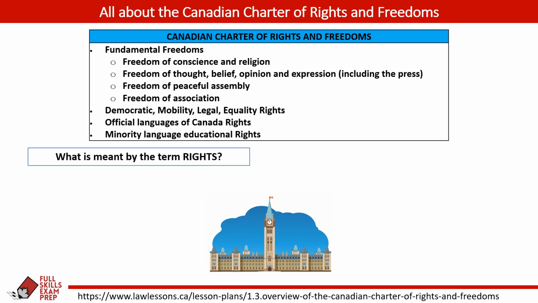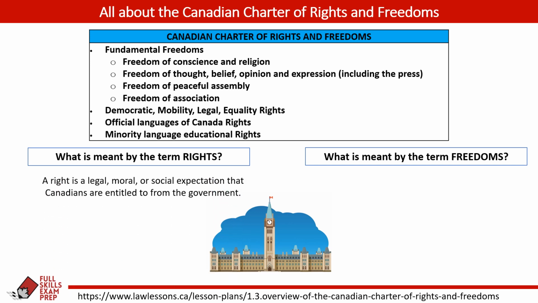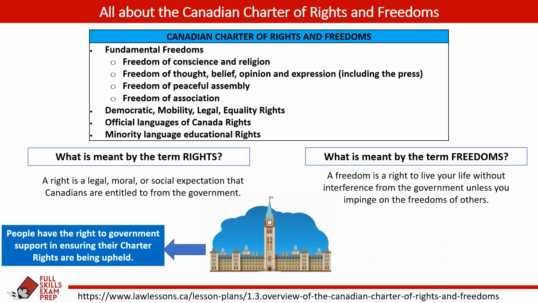What is the difference between a Canadian Charter right and a Canadian Charter freedom? Well, you can see the definition over here. A right is a legal, moral, or social expectation that Canadians are entitled to from the government. The difference between that and a freedom is that a freedom is the right to live your life without interference from the government unless you impinge on the freedoms of others.